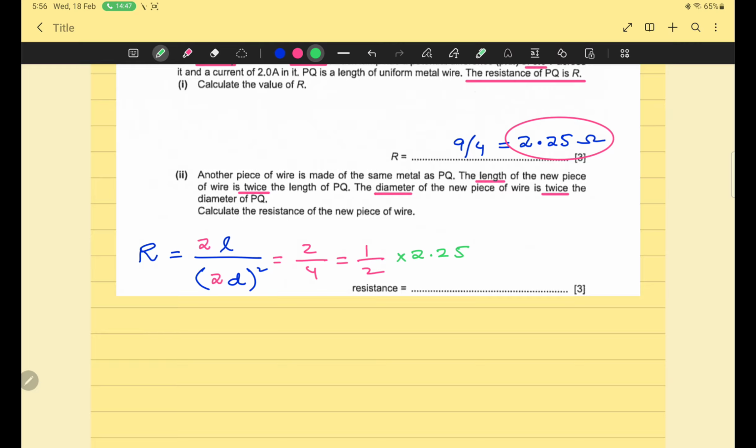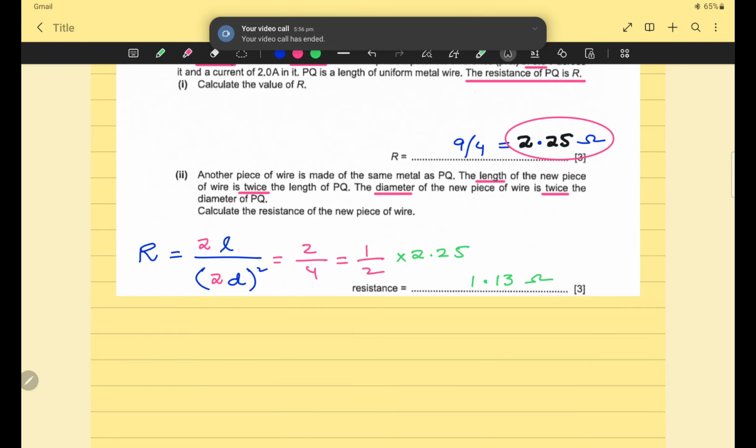What is the result? 2.25 divided by 2 will be 1.125. So this is the answer. Remember, sir, whenever the length of the wire is doubled and the diameter of the wire is doubled, it makes resistance 1 upon 2 times.